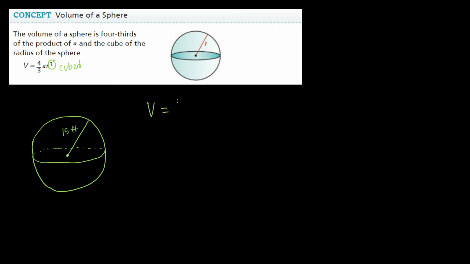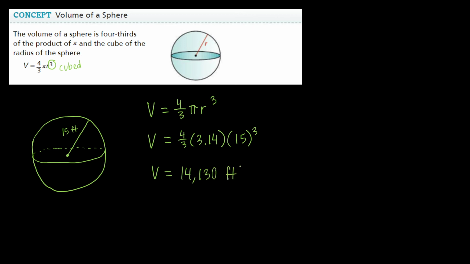Again, volume is 4/3 times pi times radius cubed, radius to the 3rd power. The only measurement you really need in this sphere to find the volume of it is the radius. So volume equals 4/3 times 3.14 times the radius, which is 15, to the 3rd power. And when you plug all of this into your calculator, the volume that you get is 14,130 cubic feet.